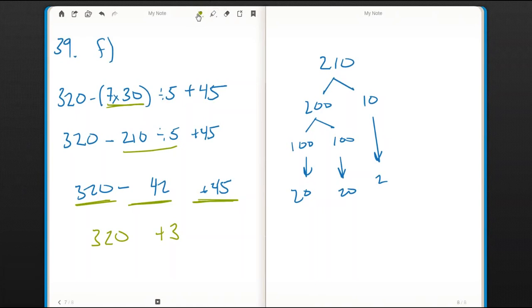I messed up my color scheme. I shouldn't have used green for that. But that's a lot easier mentally to come up with 323 than it was if I tried to do 320 subtract 42 and then put 45 back.